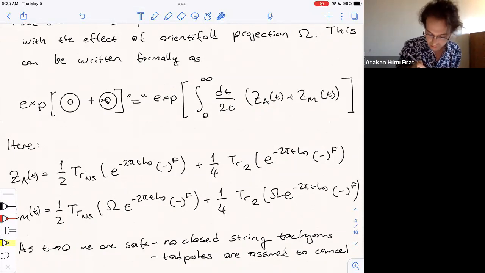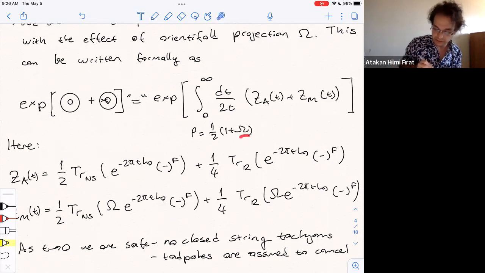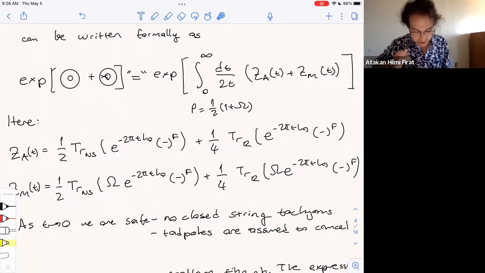This expression is the usual one. I'm taking a trace over, and the (-1)^F describes the space-time statistics. And there are various factors of 1/2. The first 1/2 comes from the orientifold projection itself, right? Because it's 1/2 of this, and the omega is what goes to the Mobius strip. And there's an additional 1/2 for the R sector because they are fermions. Okay, so this is what we will write.